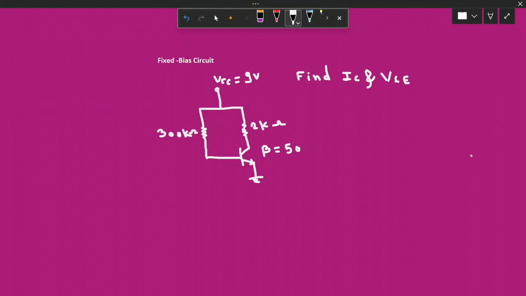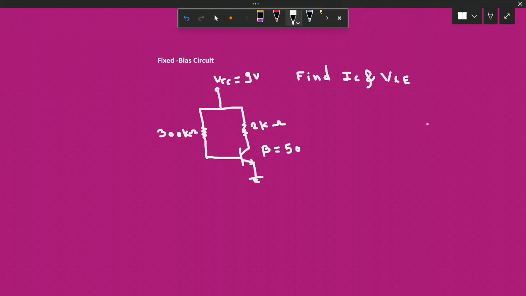So now we are going to solve the problem on fixed bias circuit. The circuit analysis using KVL. So the circuit is given and we have to find IC current and VCE, voltage across collector and emitter.